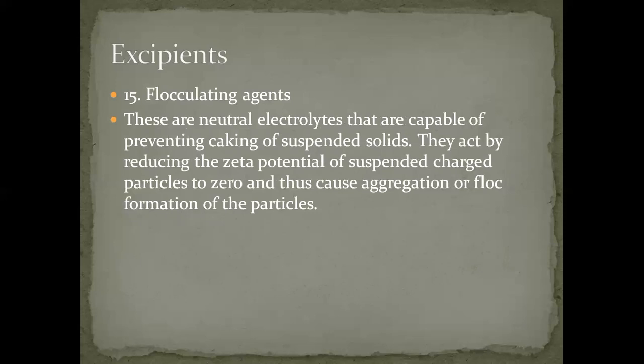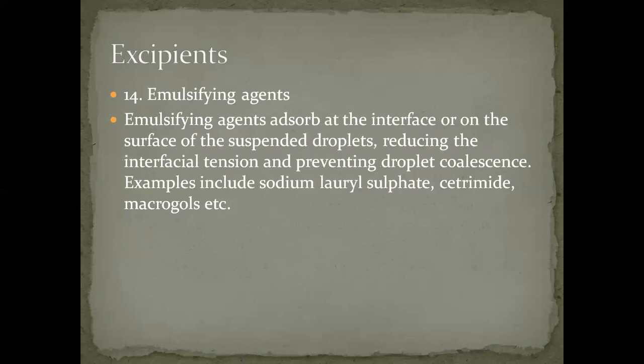And then flocculating agents. Flocculating agents prevent the caking of solids. When you take a solid into a liquid, sometimes the solids will aggregate and form a cake-like structure. To prevent that cake-like structure, we will add flocculating agents in the liquid dosage forms. So these are the excipients which we can use in liquid dosage forms.